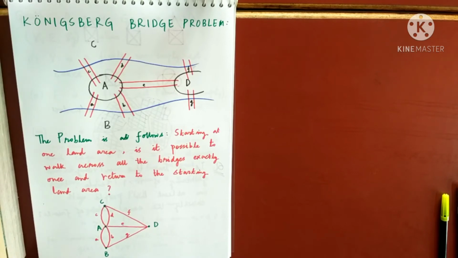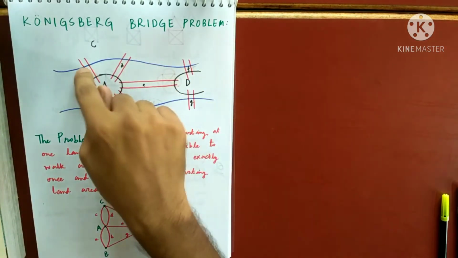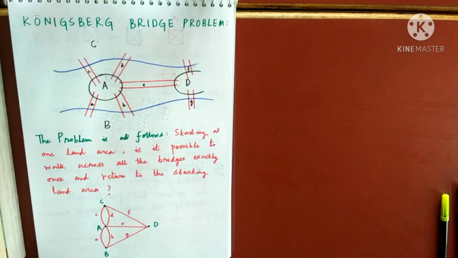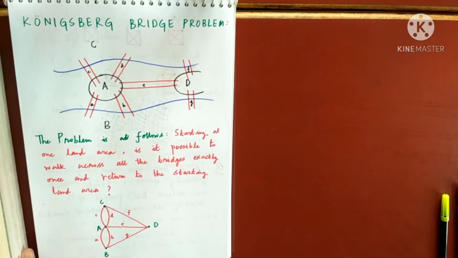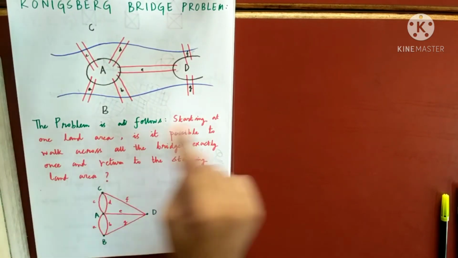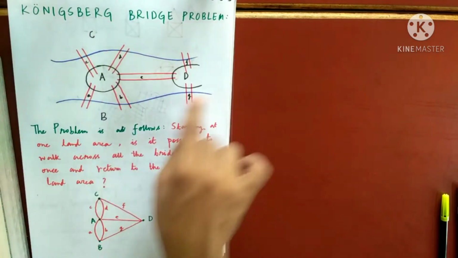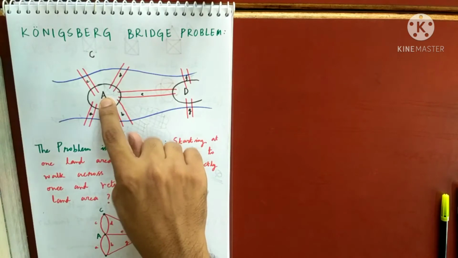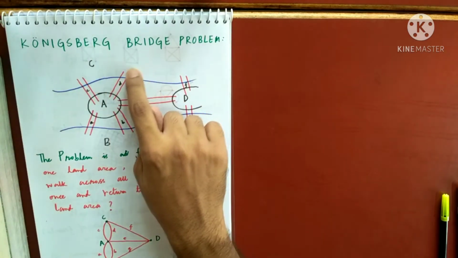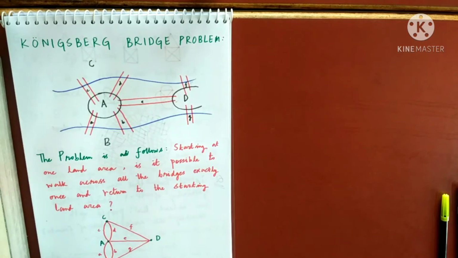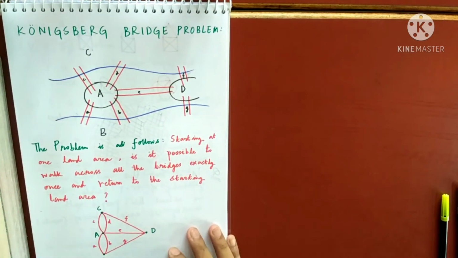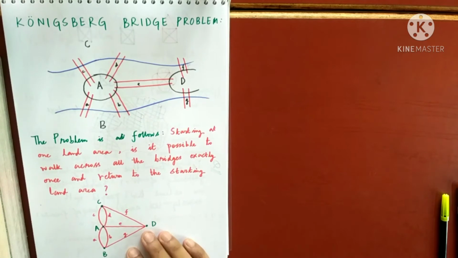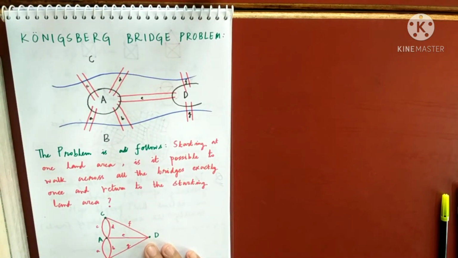So remember what the Königsberg bridge problem was? We had 4 land areas, as you can see, and 7 bridges. The problem was as follows: starting at any land area, is it possible to walk across all the bridges exactly once and return to the starting land area? So you start from any land area, travel all the bridges exactly once, and then return to the original land area. That was the posed problem.